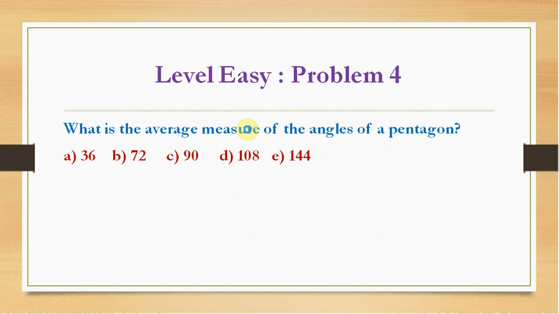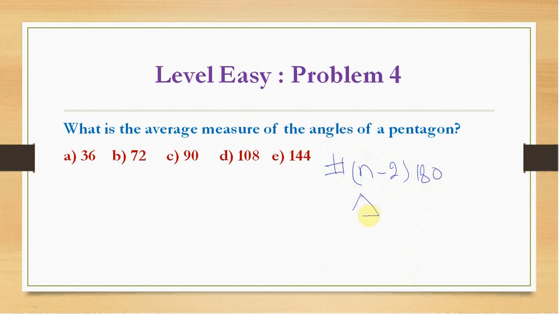So now let us move to problem 4. This problem asks us to find the average measure of angles in a pentagon. So to answer this question, we just have to note one rule in geometry to find the total of the angles in a geometric shape, which is n minus 2 times 180.